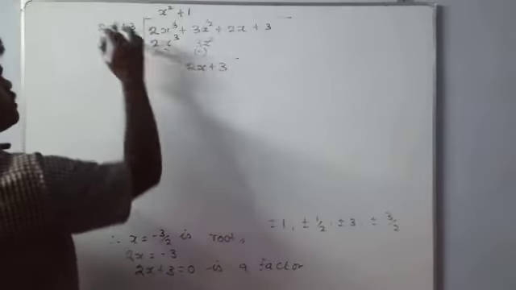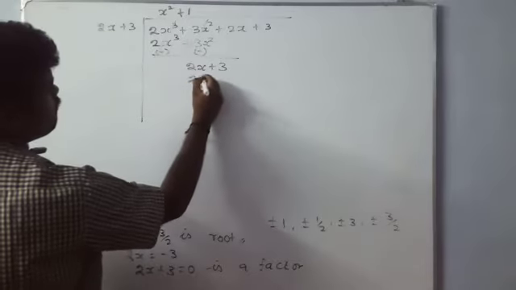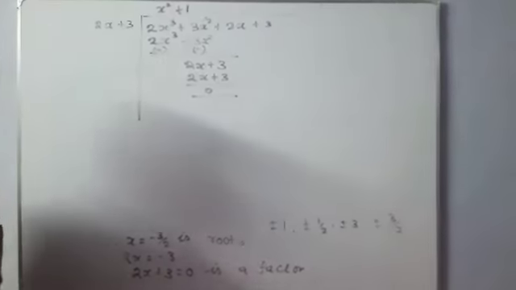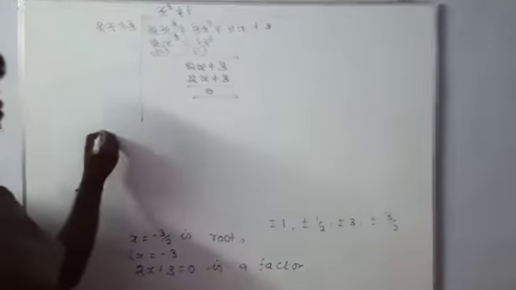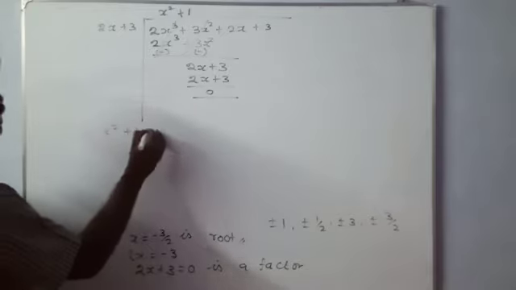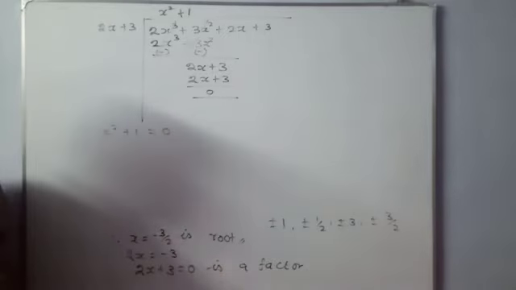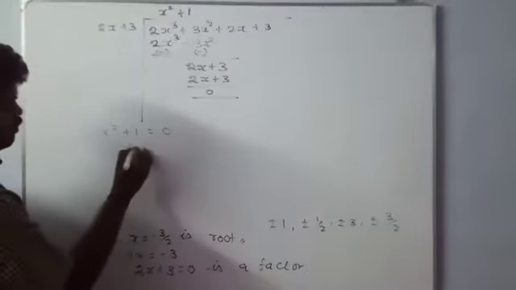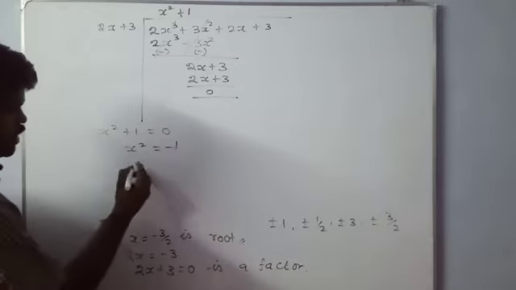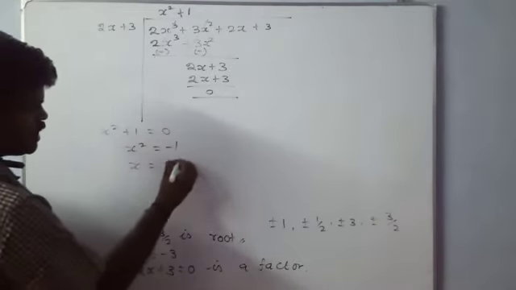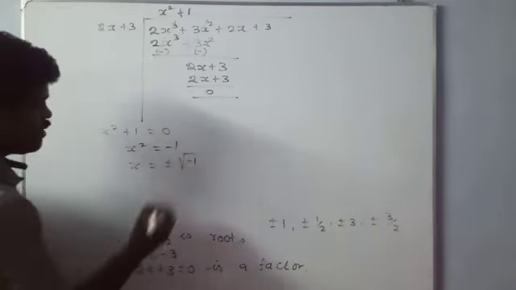Multiply this term to plus 1. 2x plus 3 equal to 0. Therefore, x squared plus 1 equal to 0 is the other factor. What is the value? x squared is equal to minus 1. Now x is equal to plus or minus root of minus 1.